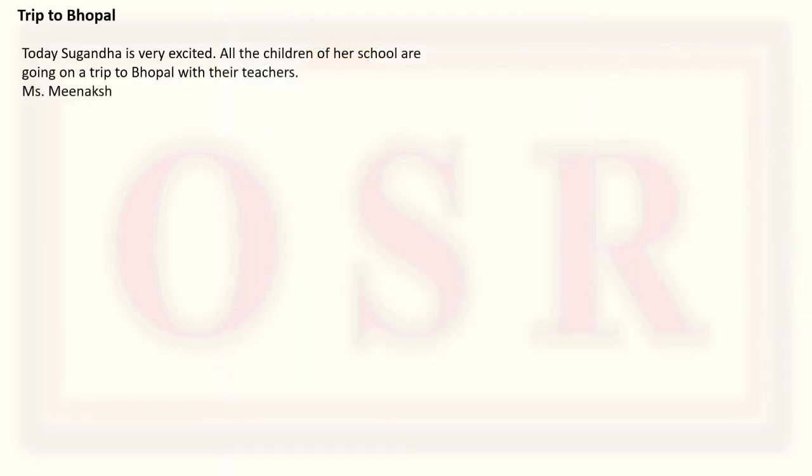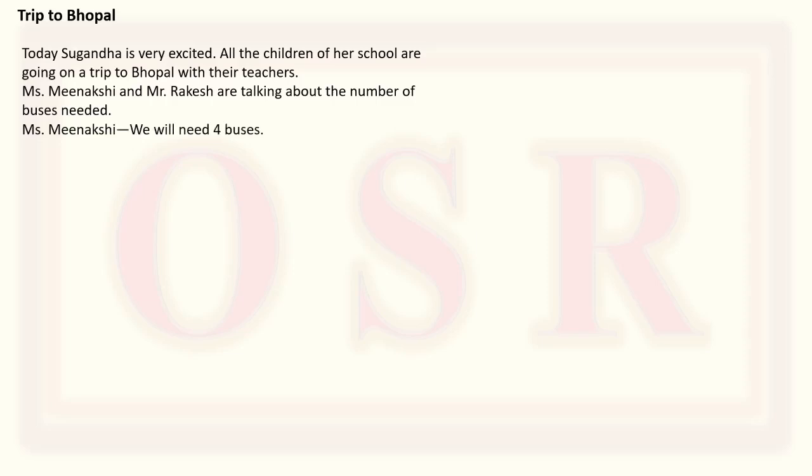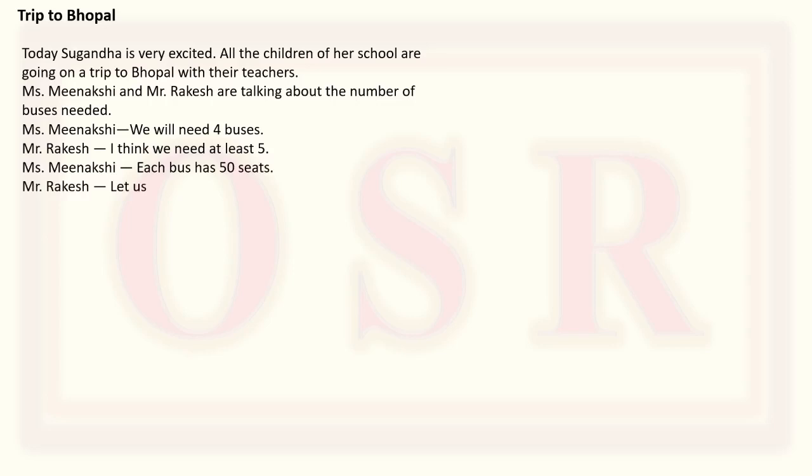Now coming back to the story, Miss Meenakshi and Mr. Rakesh are talking about the number of buses needed. Miss Meenakshi says, we will need 4 buses. Mr. Rakesh says, I think we need at least 5. Miss Meenakshi says, each bus has 50 seats. Mr. Rakesh says, let us see how many children are going there.